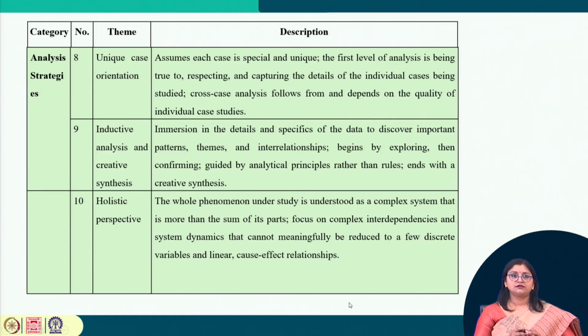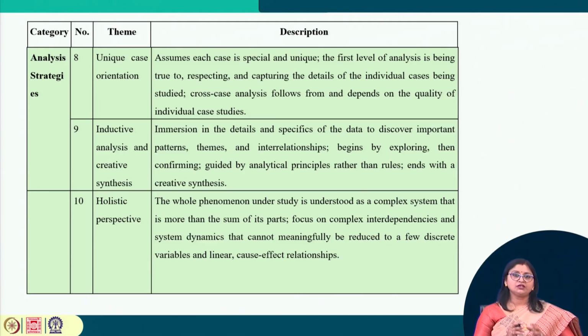Now, the third one is analysis strategy. Here in analysis strategy, the unique case orientation is there. The unique case orientation assumes each case is special and unique. The first level of analysis is being true to, respecting and capturing the detail of the individual case being studied. Cross-case analysis follows from, and depends on, the quality of the individual case studies. The second one is inductive analysis and creative synthesis, and overall this is the 9th point.